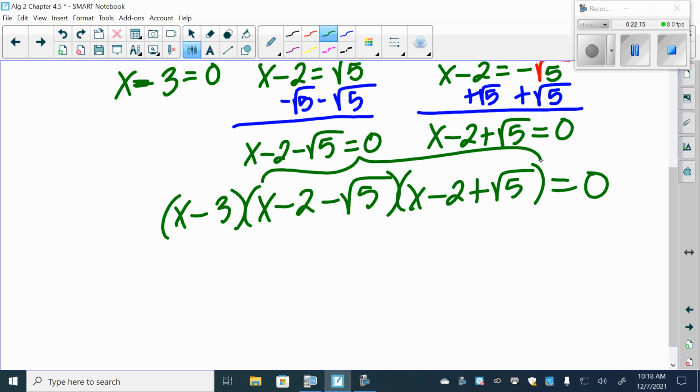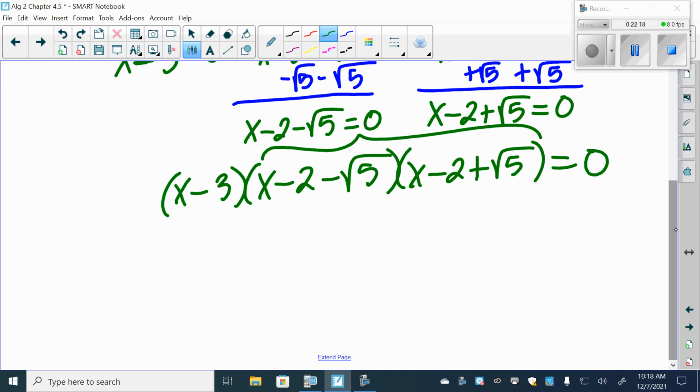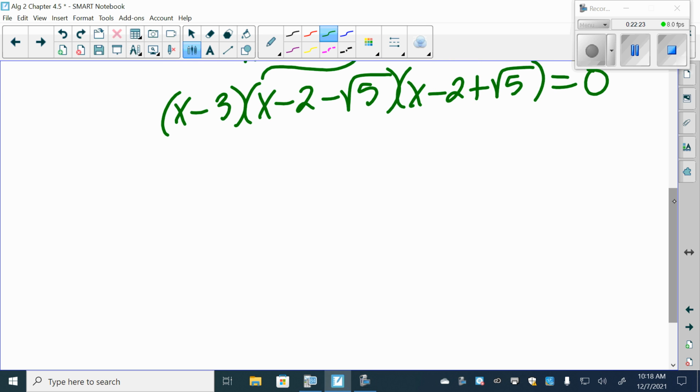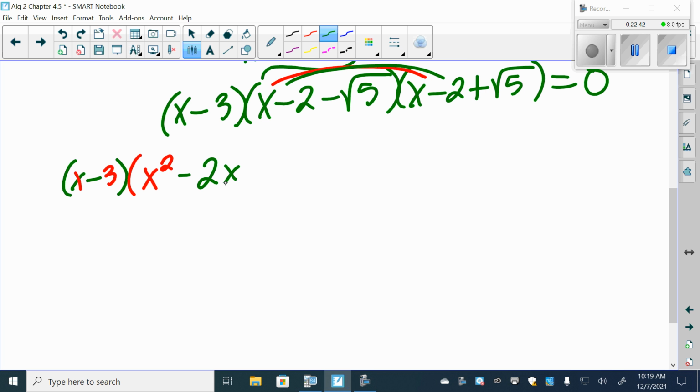And we'll see why here. So I'm not so much worried about the x minus 3. We can multiply it later. It'll come out front. So we're going to distribute this here. So we'll have x times x, which is x squared. Then we'll have x times negative 2, which is negative 2x. And then x times the square root of 5 is plus x square root of 5. So we distributed through that x. Any questions on this so far?